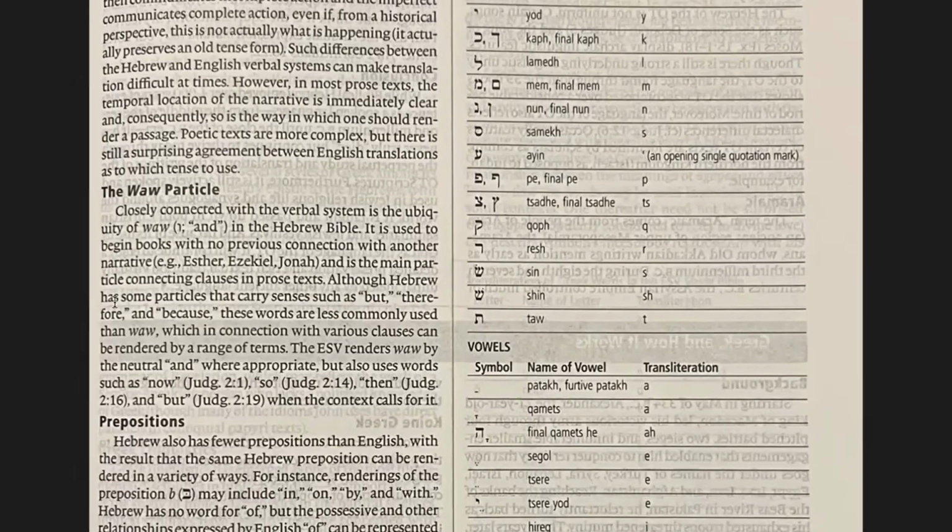Although Hebrew has some particles that carry senses such as but, therefore, and because, these words are less commonly used than wāw, which, in connection with various clauses, can be rendered by a range of terms. The ESV renders wāw by the neutral and, where appropriate, but also uses words such as now, Judges 2:1, so, Judges 2:14, then, Judges 2:16, and but, Judges 2:19, when the context calls for it.